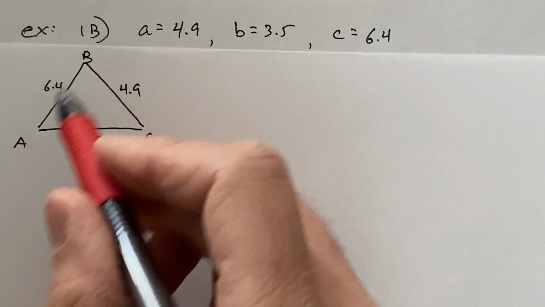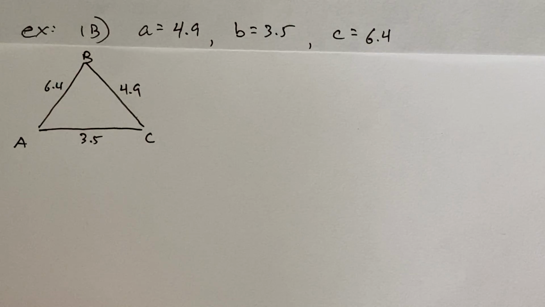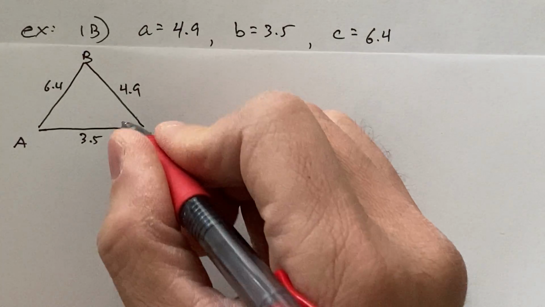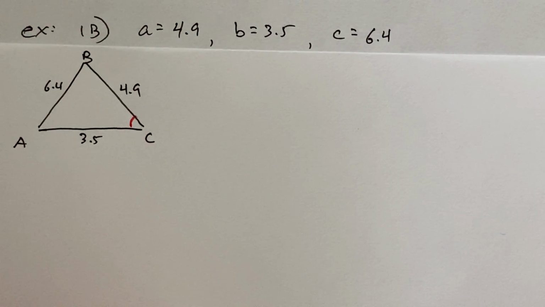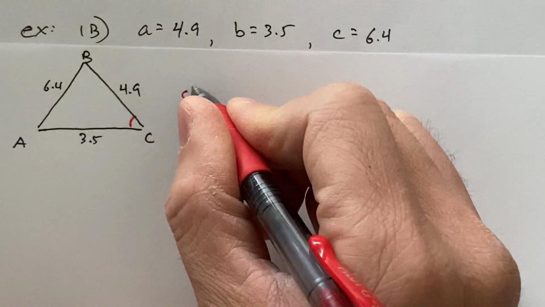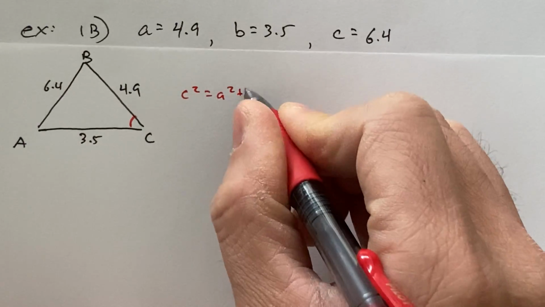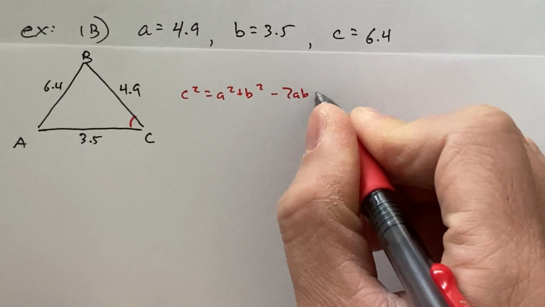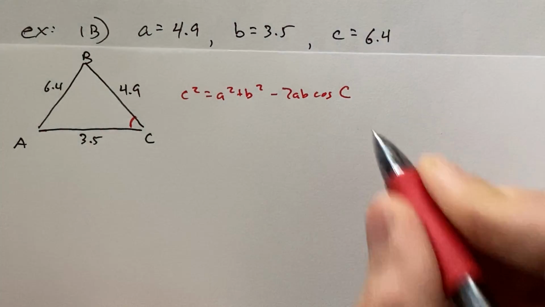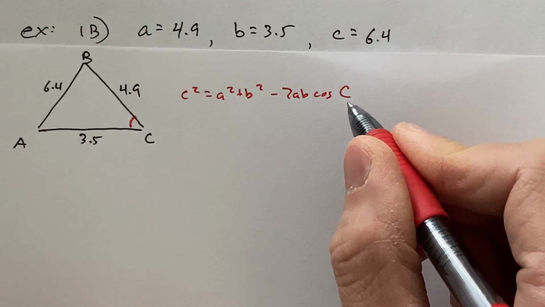Since I have all three sides, that means I don't have any of the angles, which means I cannot use the law of sine. I don't have an angle to pair up with any of the sides. So I'm forced to use the law of cosine. So I'll just solve for angle C first. So this is the version of the law of cosine that I should be applying. My job is to find this angle C.